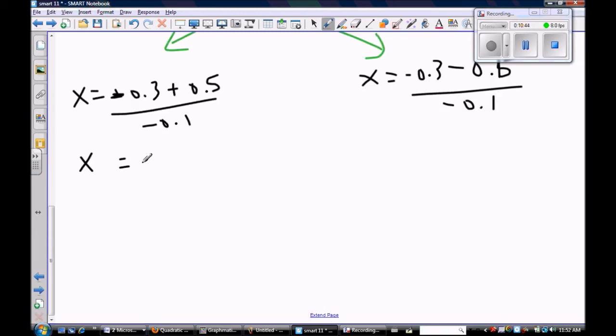So here, negative 0.3 plus 0.5 divided by negative 0.1 gives me negative 2. And here, negative 0.3 minus 0.5 divided by negative 0.1 gives me positive 8. So these are my roots.